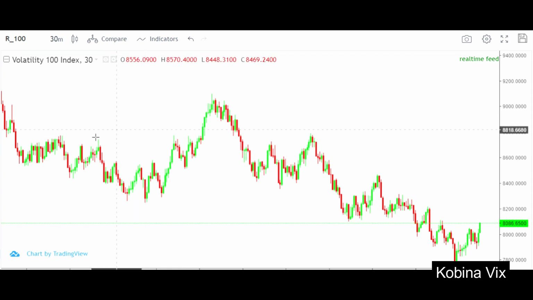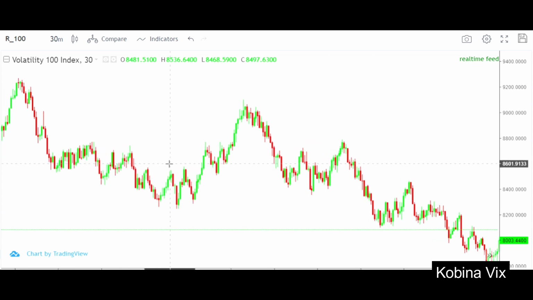So for instance, we have this particular chart. This is just an add-on. It's not basically about the order block, but this is just an add-on. We'll go back to the order block.